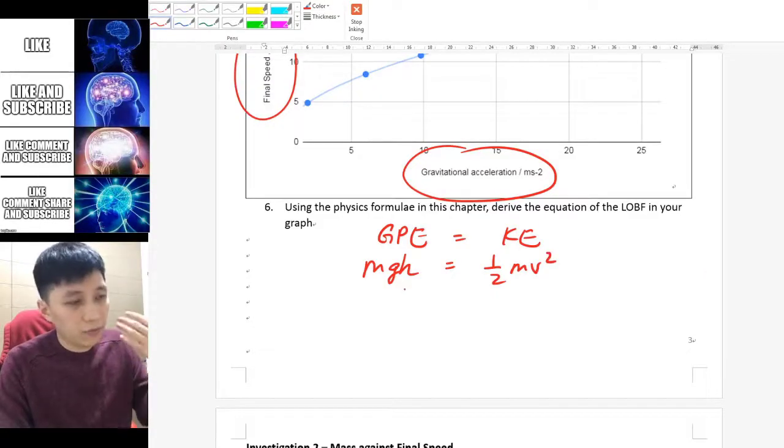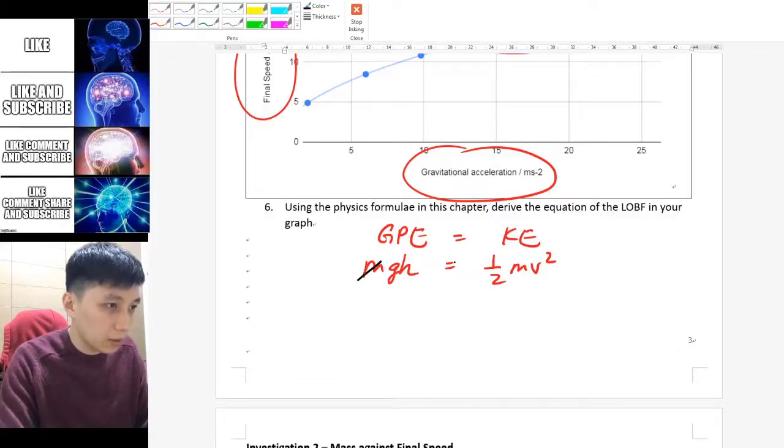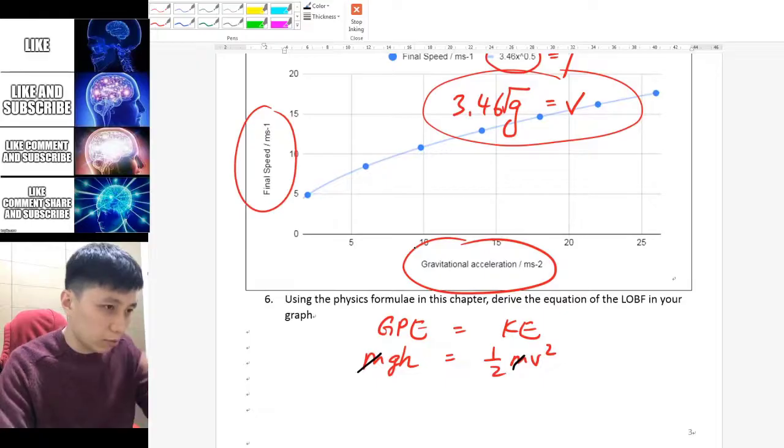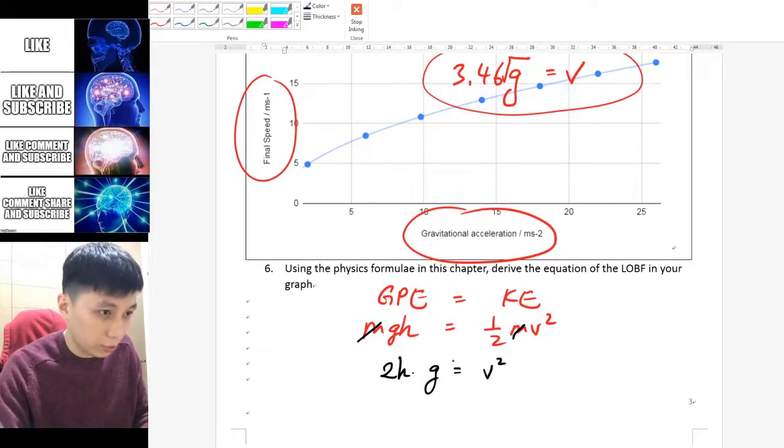And then by deriving further, we can see that the m will be cancelled out, and then you can try to rearrange it so that it looks similar. So you should get 2g, actually I'll put h first, and then times g equals v squared, and now it gets closer to what we are trying to make. Eventually, we have v equals root 2h, and then root g as well.